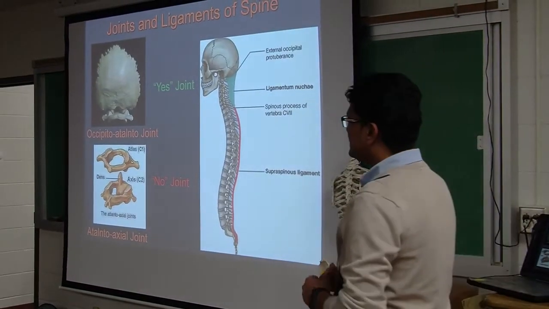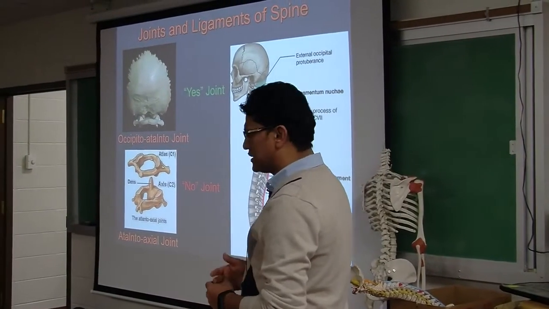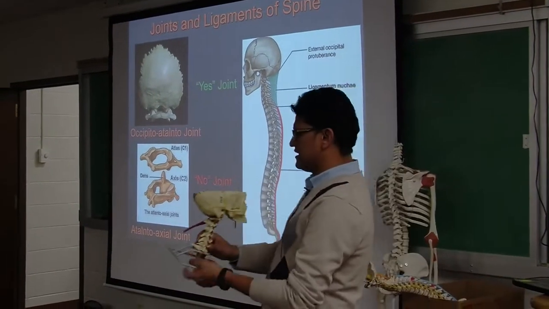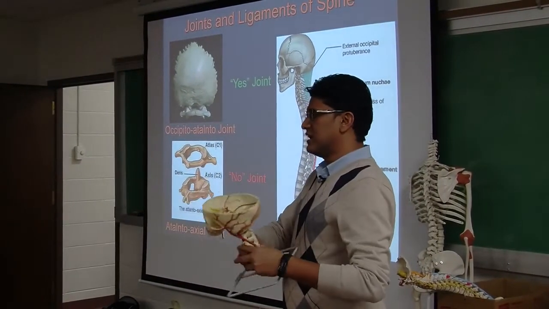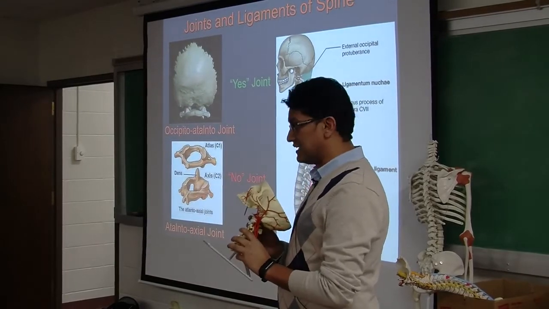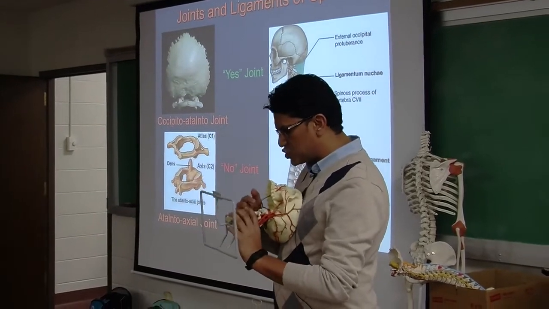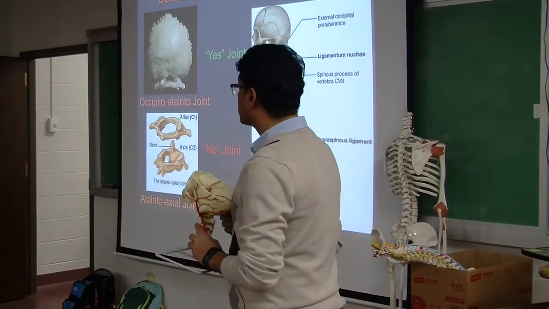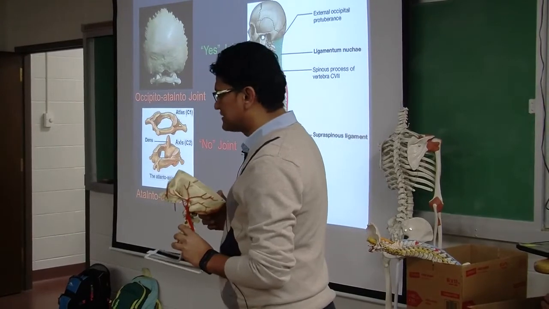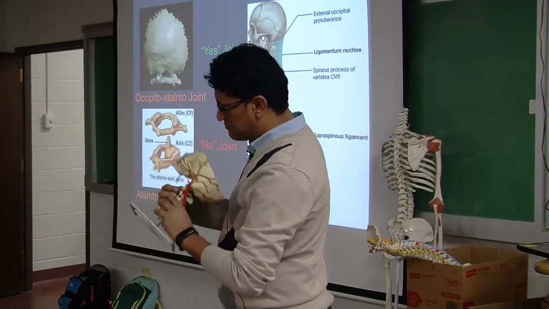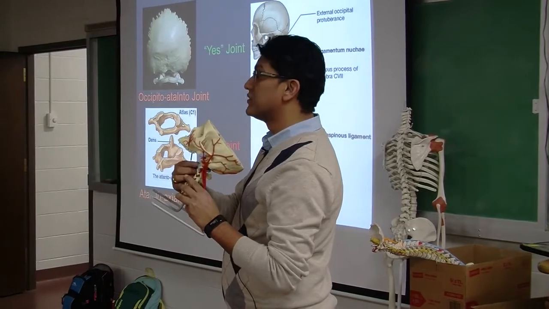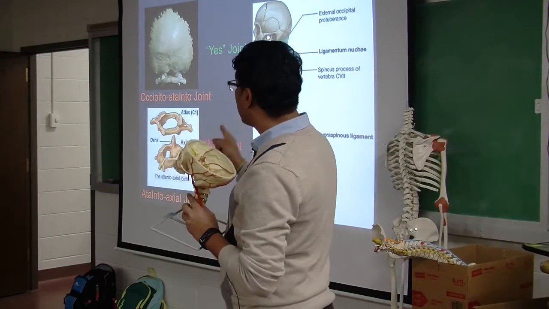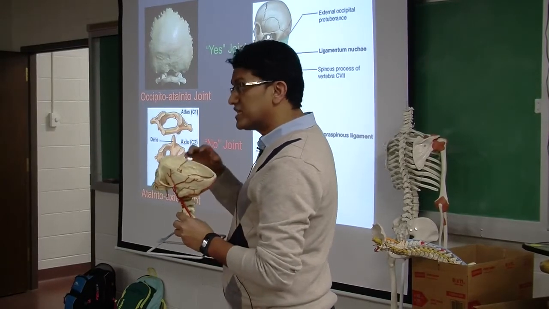When we deal with the spine, we are dealing with the joints and ligaments as well, right? Last time I also told you about that a little bit. Our skull's first vertebra, the atlas, is joined with the occiput of the skull with a special joint called the occipito-atlanto joint. Likewise, the atlas is joined with the axis by the atlantoaxial joint. So these joints are very important.